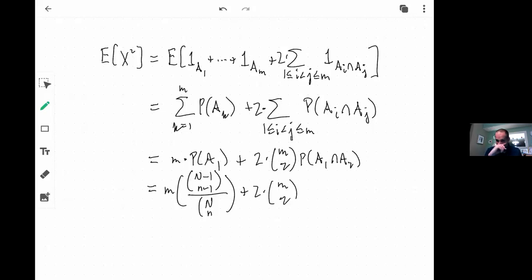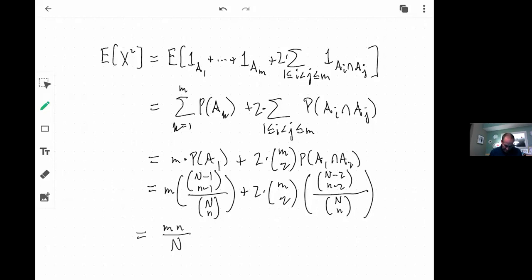Well, that means that the first and the second good ball were chosen. I know I have those, and I just have to choose the rest. So it's going to be capital N minus 2 choose little n minus 2 over capital N choose little n. Okay, look, I've already done this computation before. Remember, the first term is just going to be m n over N.